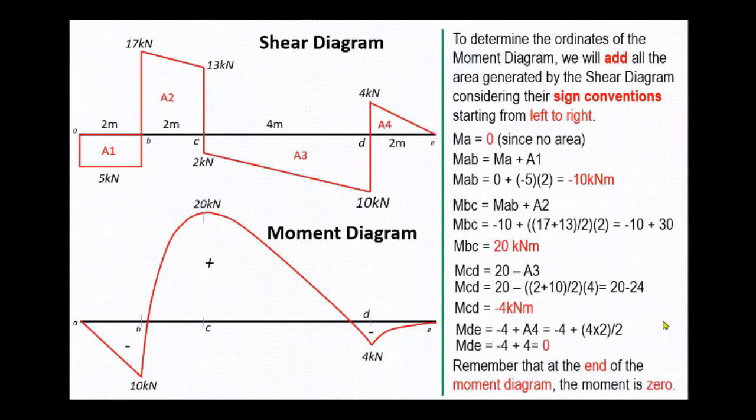So just like in the shear diagram, always remember that at the end of the moment diagram, the moment is equal to 0. Then after that, you designate the value of the moment. The moment below the line A to E is negative. Then the moment above the line A to E is positive. So that's it.